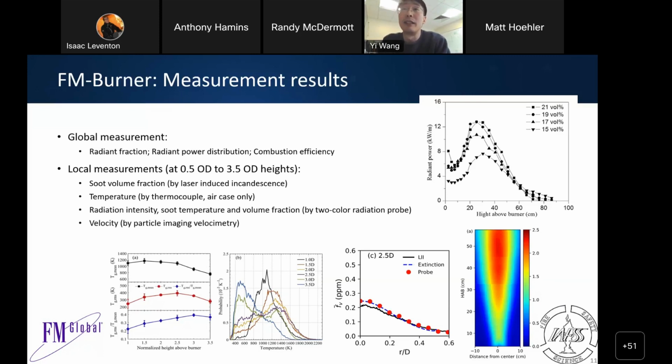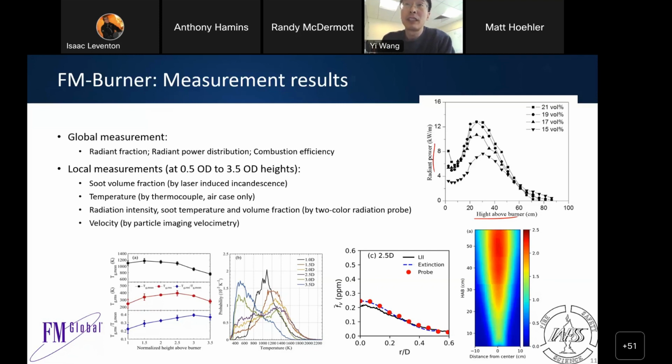Other than combustion efficiency, we have radiant fraction, which also changes with oxygen concentration, and radiant power distribution, which is the curve you can see in the upper right corner, where the x-axis is the height and the y-axis is the radiant power per unit of height. You can see the distribution along the height and also the variation with different oxygen concentrations. It is certainly reducing when we reduce oxygen concentration, especially going to 17, 15, where the reduction is very clear.